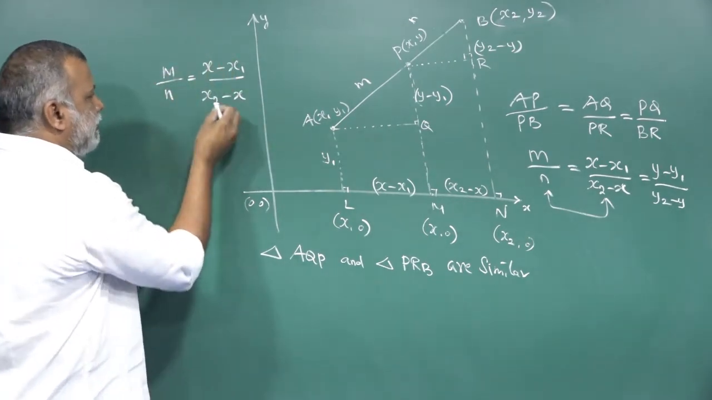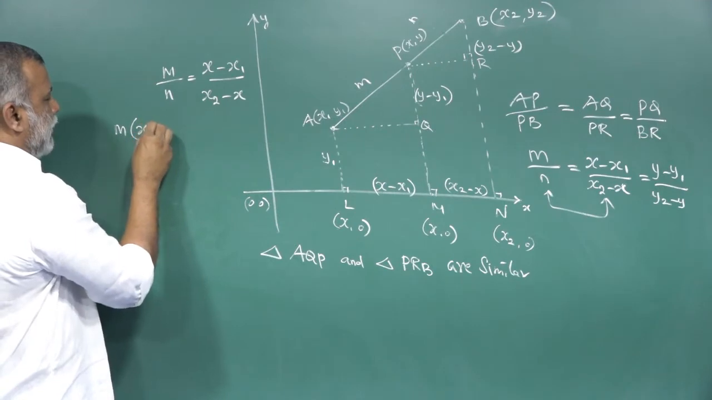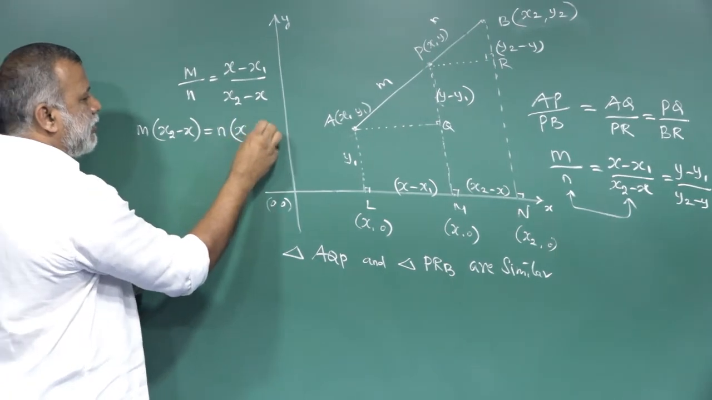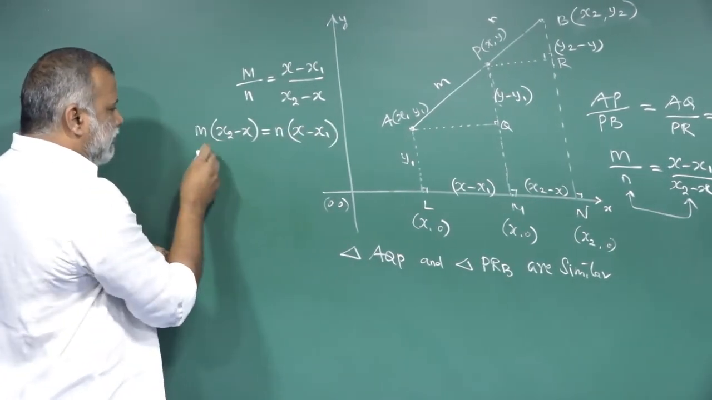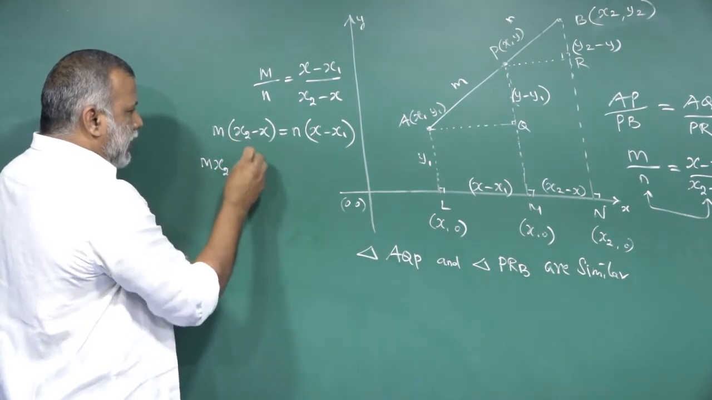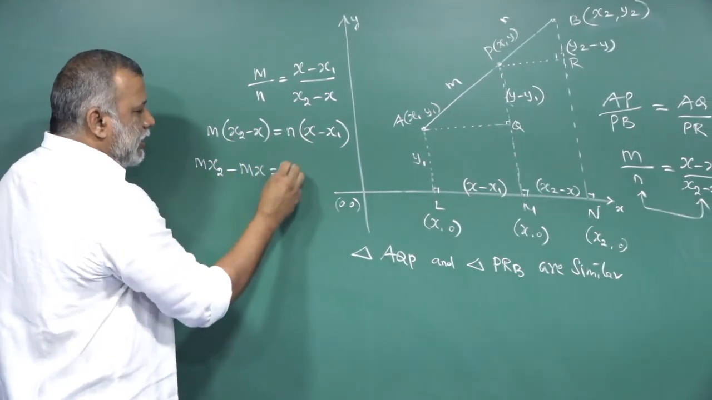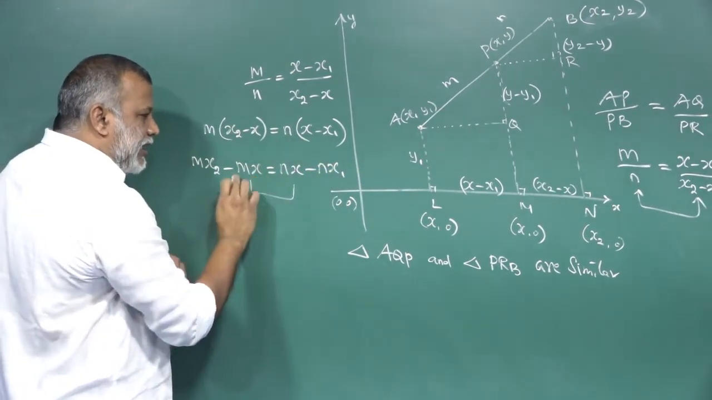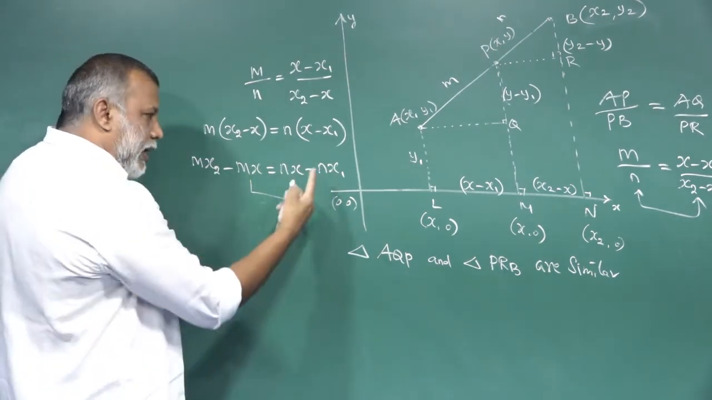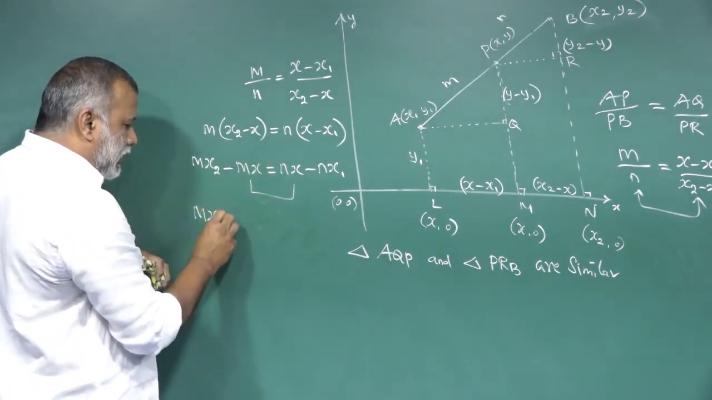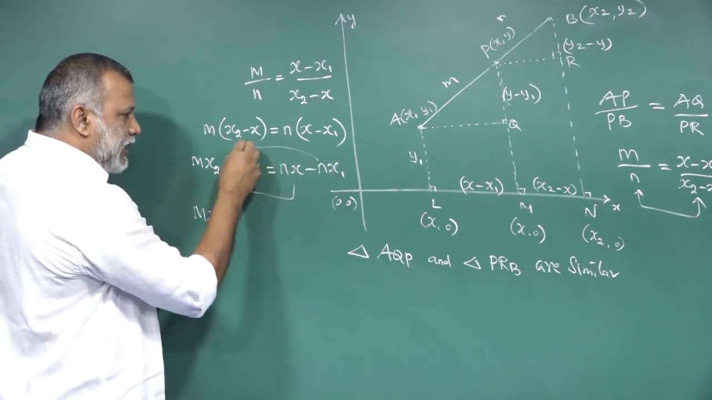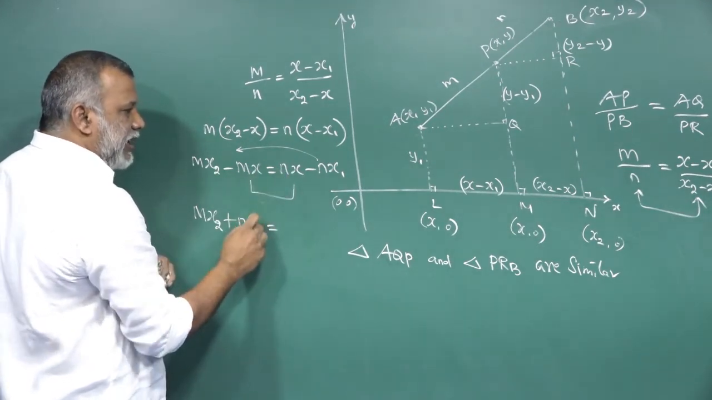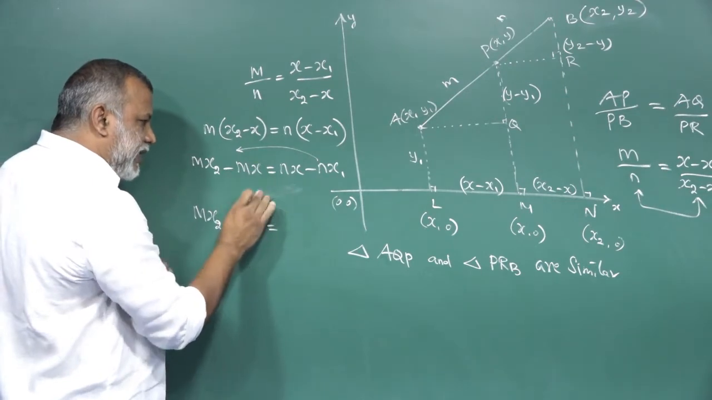Just cross multiplying, m of (x2 minus x) is equal to n of (x minus x1). Multiplying inside, we get mx2 minus mx is equal to nx minus nx1. So I will convert the x terms to one side and the remaining to the other side. Here mx2 we already have. If the negative comes to this side, we get positive nx1 is equal to, already we have nx. This mx goes to the other side.